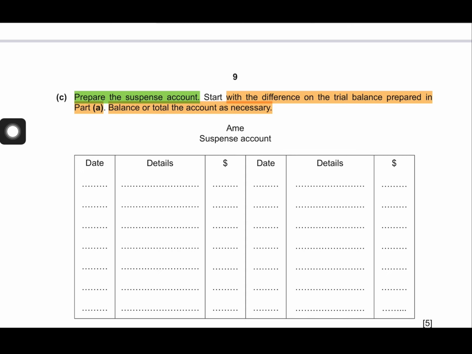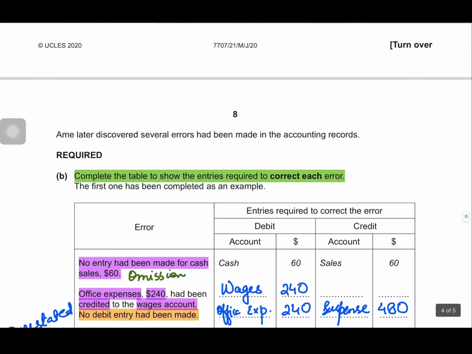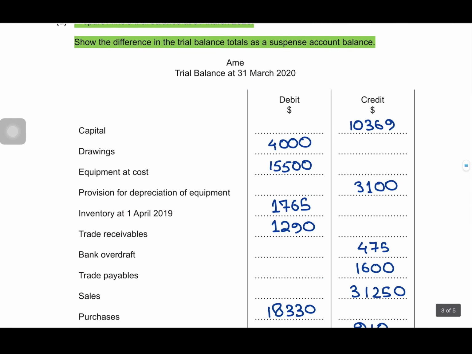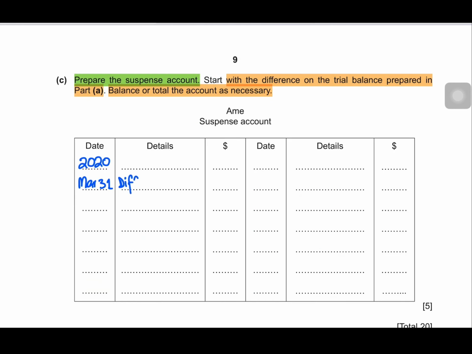Total means that there will remain no balance, that there are no further errors in your T accounts, right. So, we will start with the balance as the difference as per the trial balance, which was on the debit side. The date is 31st March 2020. Difference as per trial balance, 369 on the debit side.